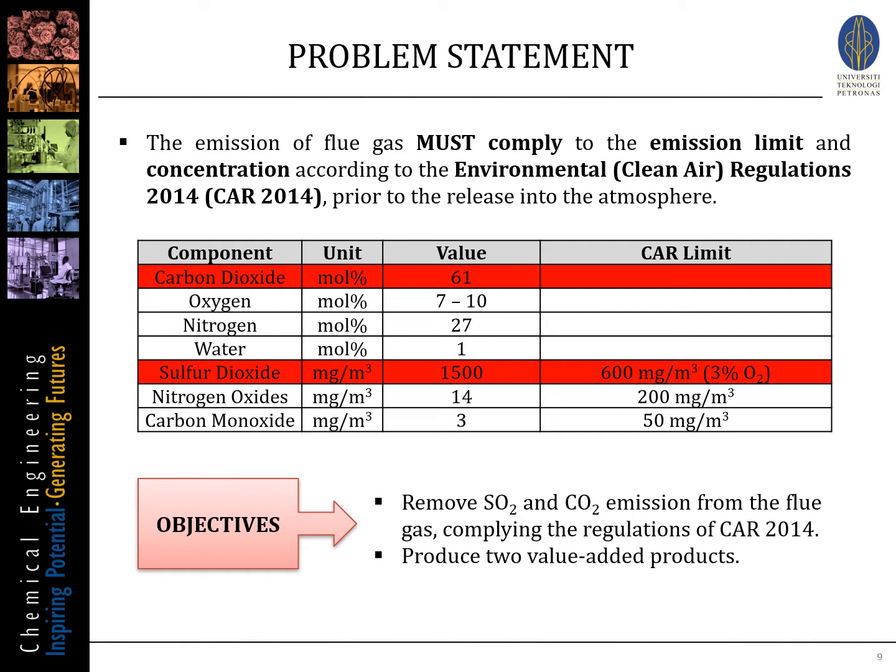Below are the limits, in which for CO2, there is no specific limit, while for SO2, the limit is set at 600 mg per meter cube. However, the current existing thermal oxidizer is found to emit CO2 and SO2 more than is allowed by CHA 2014. So the objective of this project is actually to remove SO2 and CO2 emission from the flue gas, complying to CHA 2014, as well as to produce two value-added products.